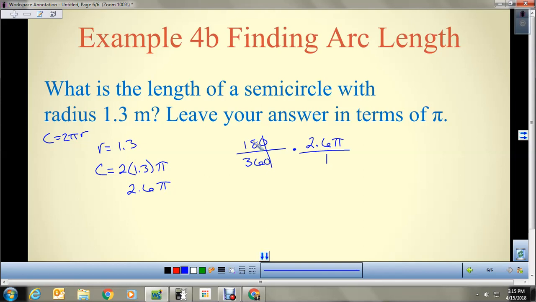The zeros cancel. We have 18 over 36. So we know that 18 is half of 36, so this is 1, and this is going to be 2. You could have also said 180 over 360 is 1/2. So now 2 goes into 2.6. They're both even, so we can say it goes into 2.6 1.3 times. So the answer is going to be 1.3 pi meters.